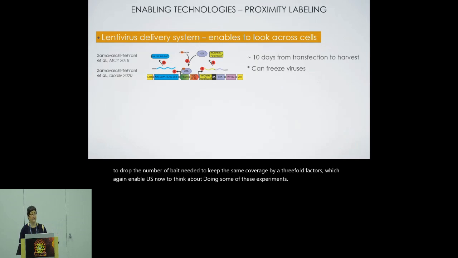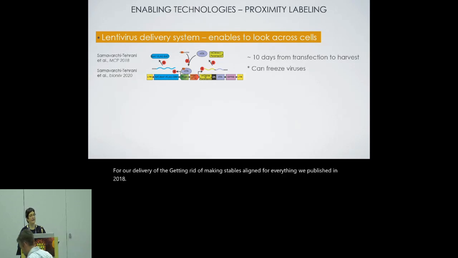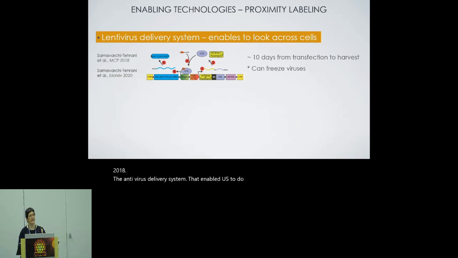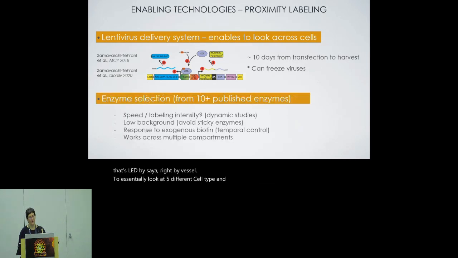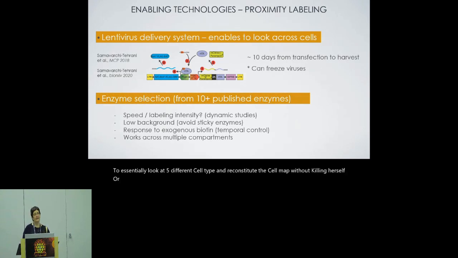For delivery, to get rid of making stable cell lines for everything, we published in 2018 the lentivirus delivery system that enabled us to do that. And this now enables a project that's led by Saya, right, by Vezal, to essentially look at 5 different cell types and reconstitute the cell map without killing herself or me. But this needed to be optimized by the selection of the enzyme that we would use.